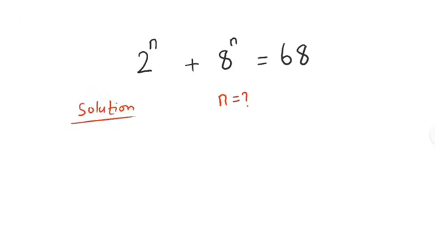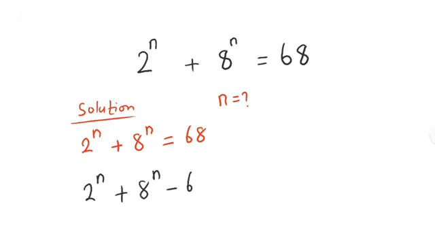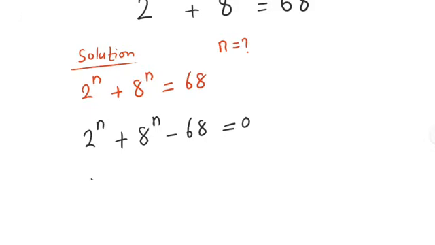Then we have the given equation 2 raised to power n plus 8 raised to power n is equal to 68. This is 2 raised to power n plus 8 raised to power n minus 68 is equal to 0. Then this is 2 raised to power n plus 8 raised to power n, which can be written as 2 raised to power 3 to the power of n, minus 68 is equal to 0.